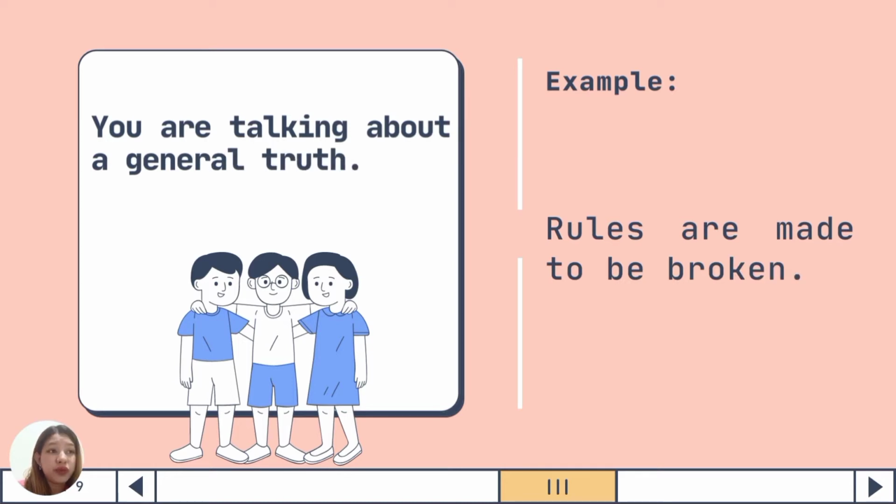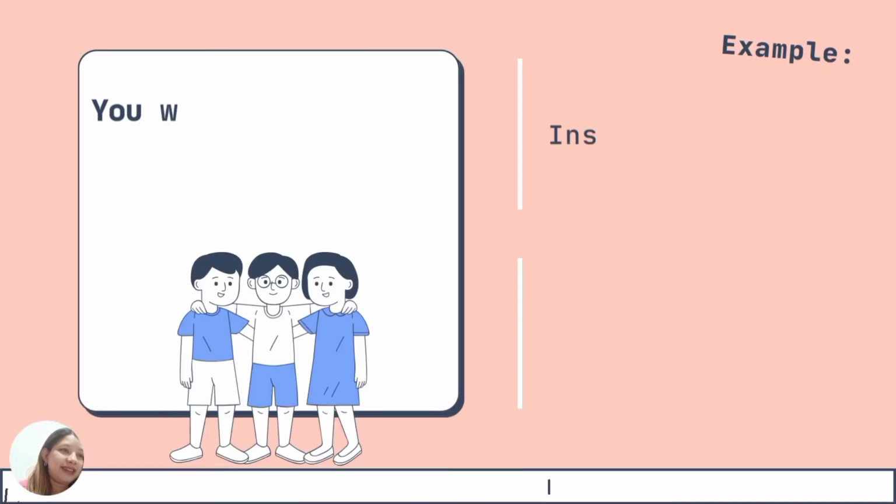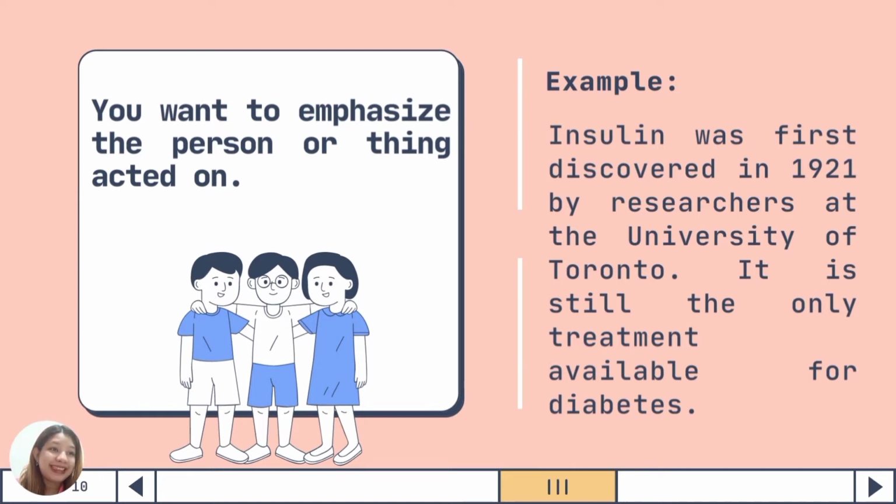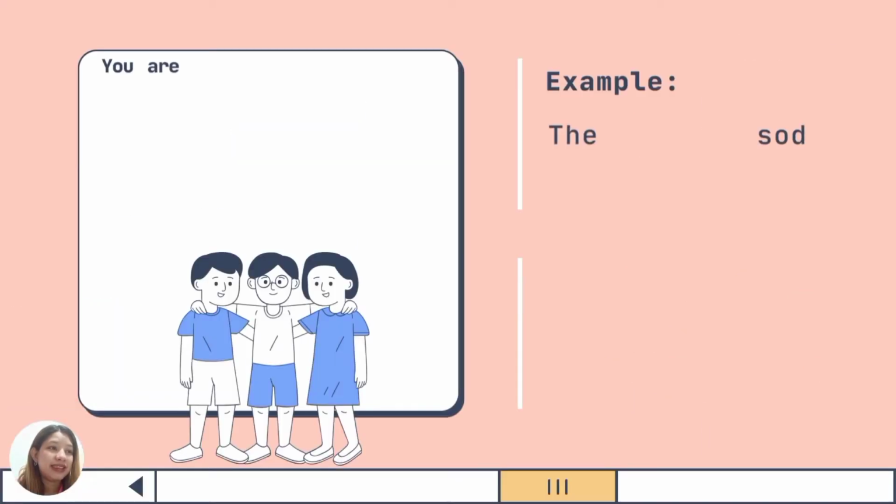If you are talking about a general truth. Example, rules are made to be broken. If you want to emphasize the person or thing acted on. Example, insulin was first discovered in 1921 by researchers at the University of Toronto. It is still the only treatment available for diabetes.